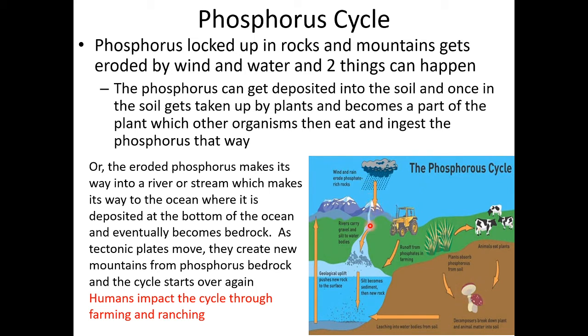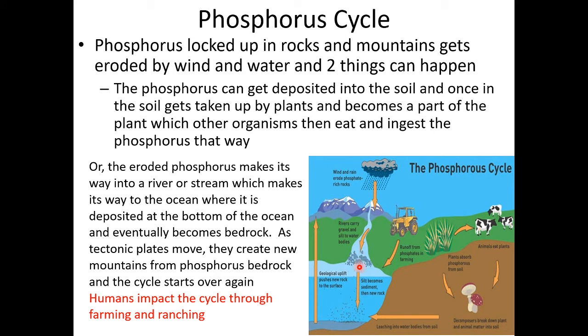Once that rock has been eroded and that phosphorus has been absorbed by plants, this is kind of its own little cycle, right? Plants get eaten by animals, animals die, decompose. Plants then use that decomposed material to make new plants, right? And so on and so forth. This kind of just cycles through.